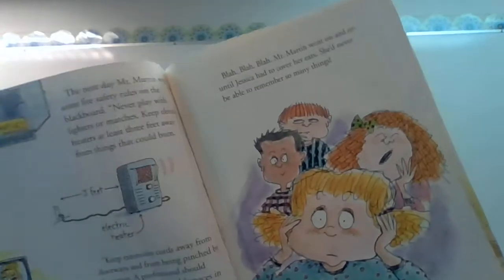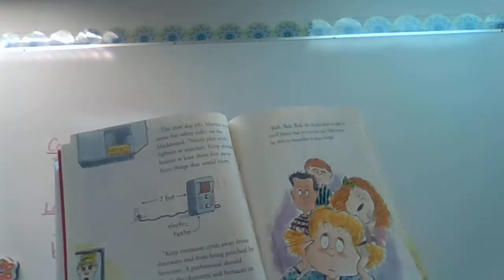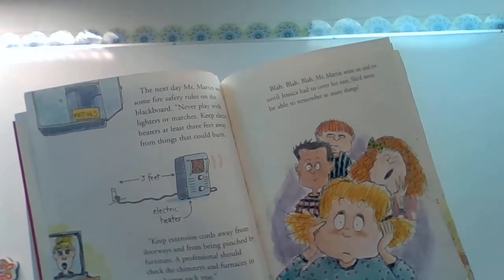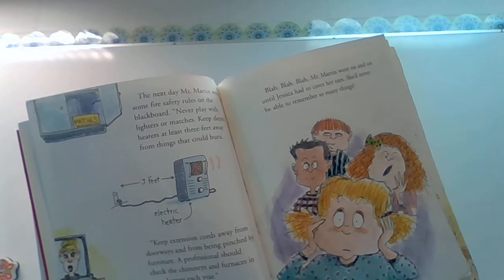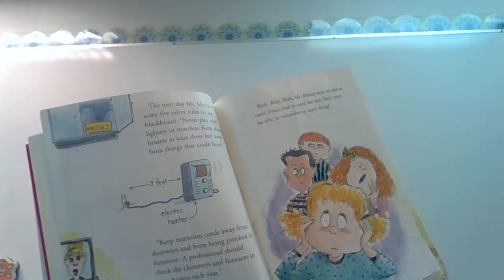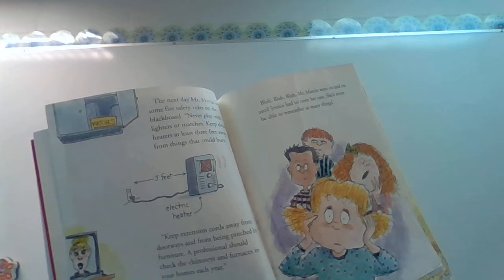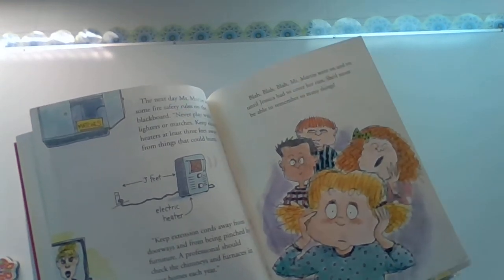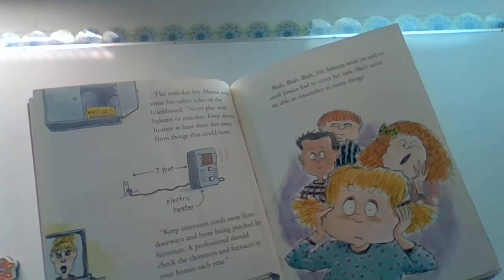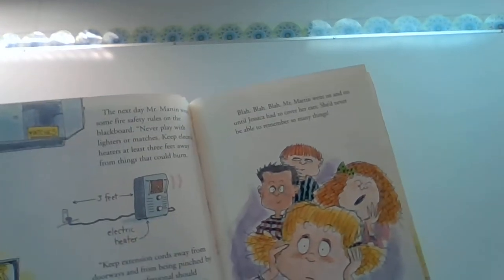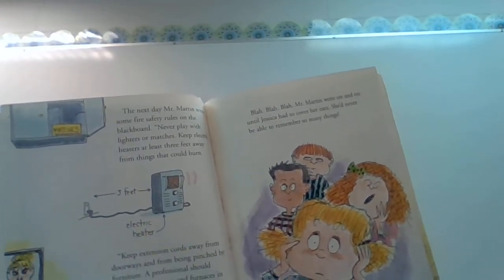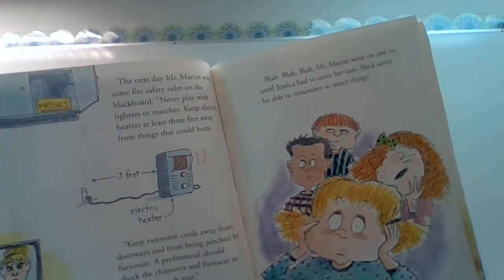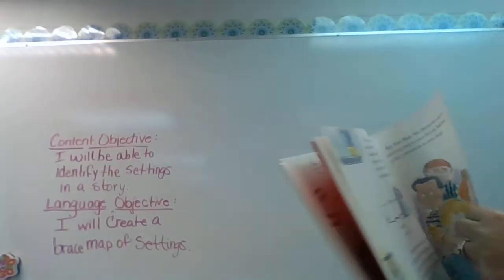The next day, Mr. Martin wrote some fire safety rules on the blackboard. Never play with lighters or matches. Keep electric heaters at least 3 feet away from things that could burn. Keep extension cords away from doors and from being pinched by furniture. A professional should check chimneys and furnaces in your homes each year. Blah, blah, blah. Mr. Martin went on and on until Jessica had to cover her ears. She'd never be able to remember so many things.